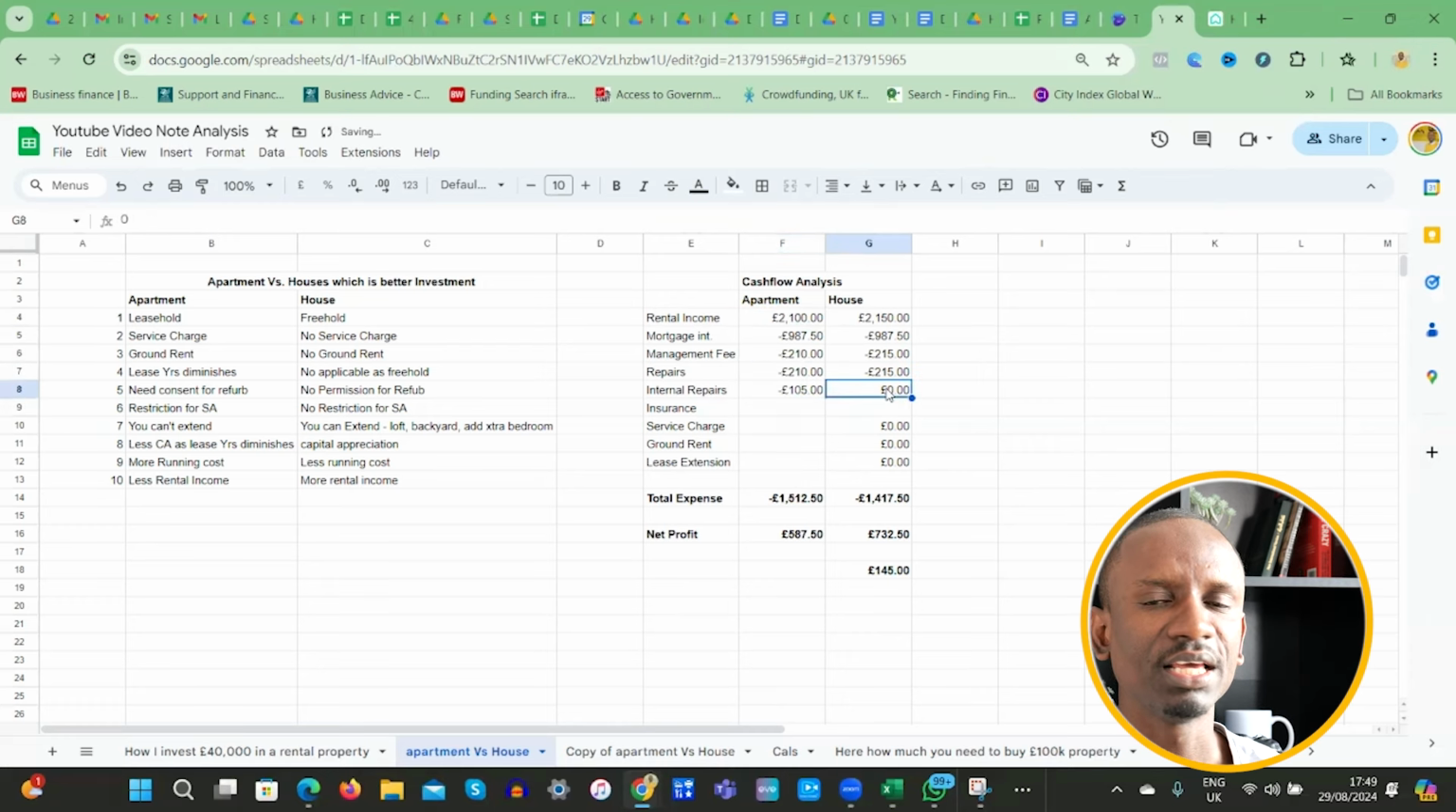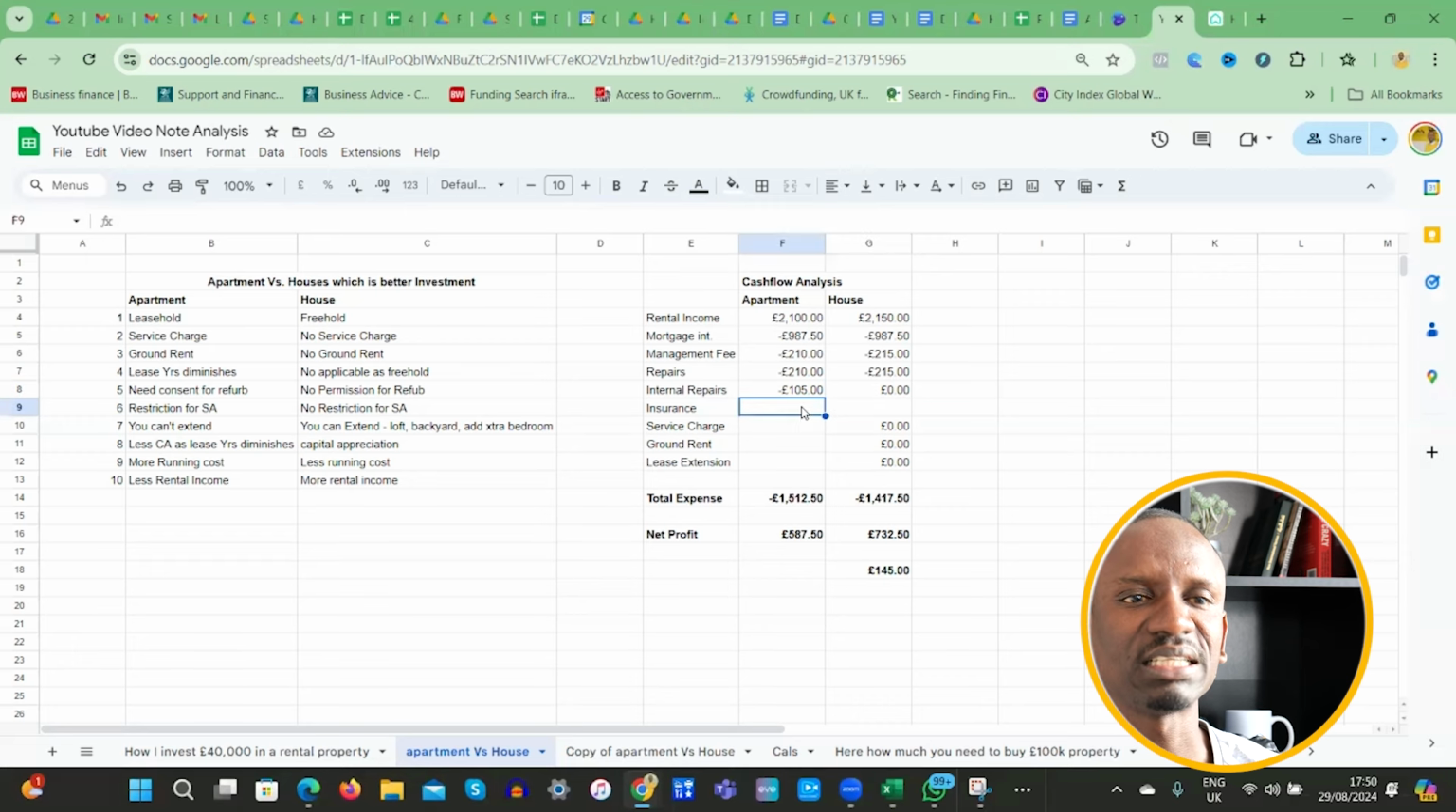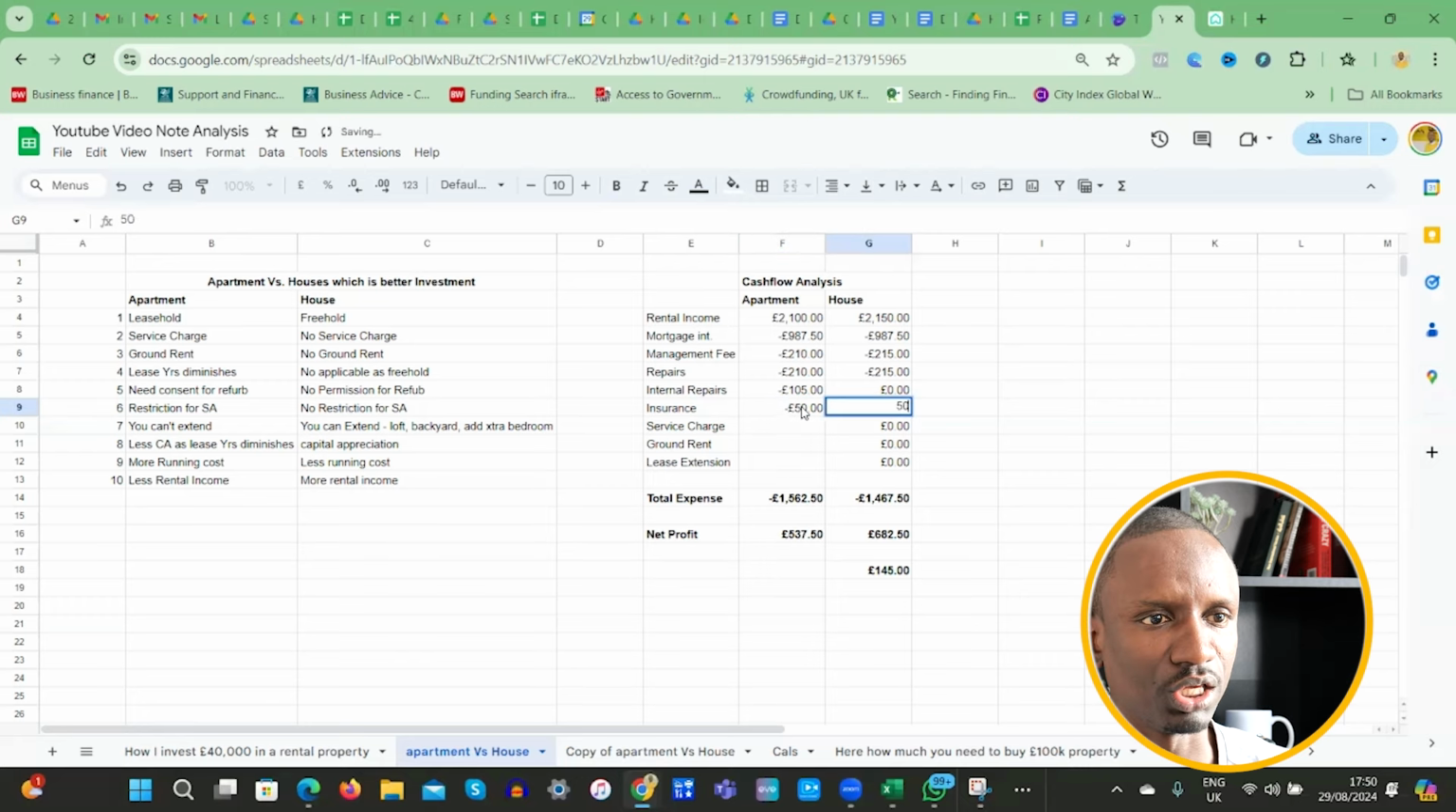Then obviously, if you own the property outright, you haven't got any other repairs to do apart from what you would normally do. And then let's say insurance. Let's say if insurance for both properties are £50 each.